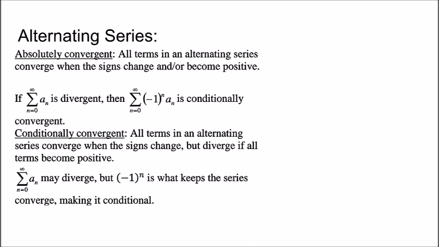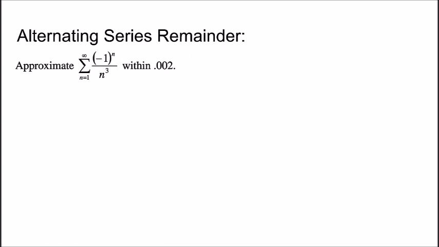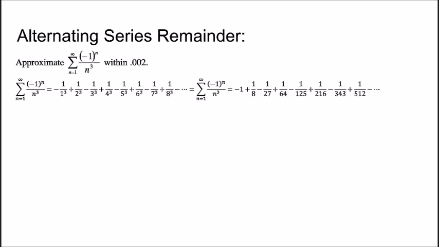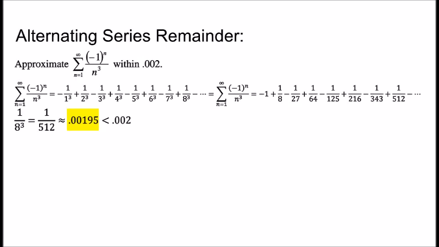Let's do a practice alternating series remainder problem. Approximate the sum of negative 1 to the n over n cubed within 0.002. Since this is asking for a sum, we can just simply add them up one by one in our calculator to find the solution. Since it says within, we know that we will stop once a term is less than 0.002, which is the 8th term, so the sum within 0.002 is the sum of the first 7 terms.